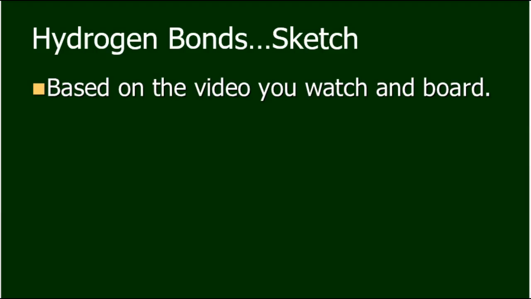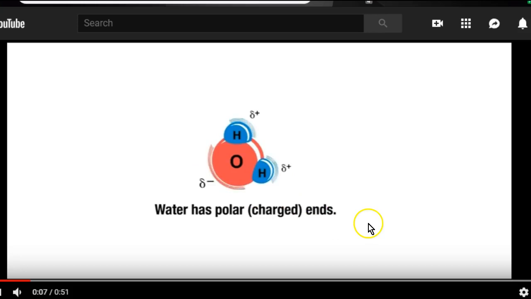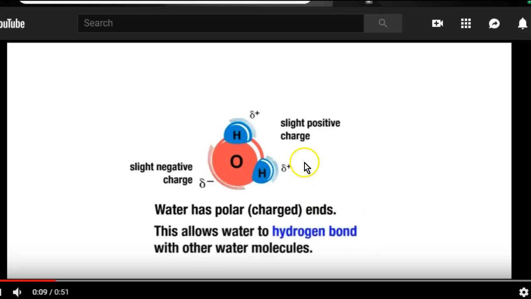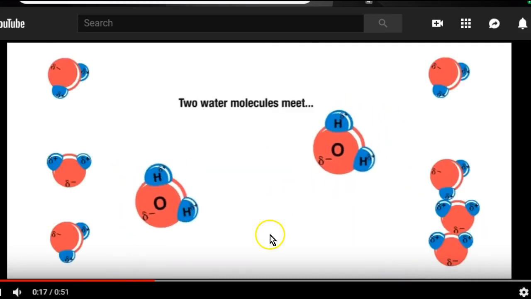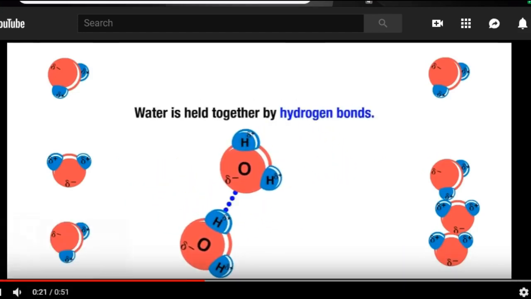The best example of this, and this sketch should be inside your notebook, is the example of water. If we take a look at water here, we have slightly negative charges and slightly positive charges on water. And it makes them attracted to other water molecules. Like this will be attracted to a slightly negative side, like right here, and plop, it forms a hydrogen bond.